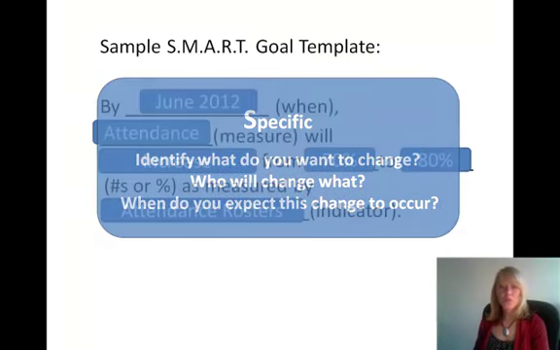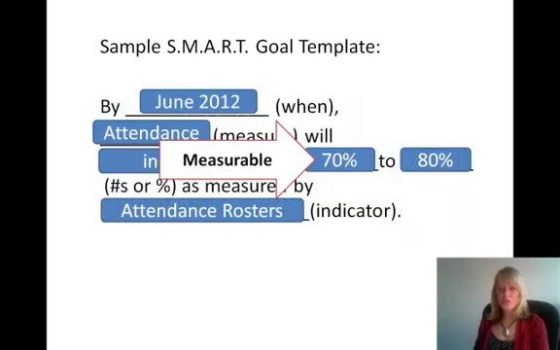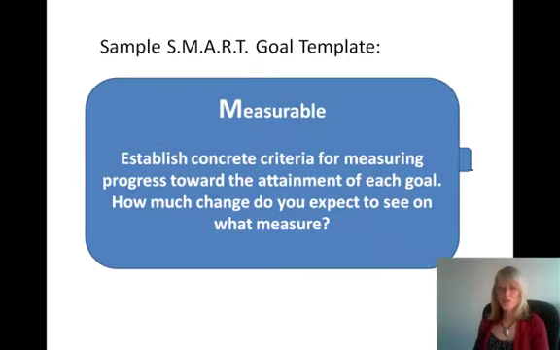A measurable goal covers how much change you would expect to see on what measure. So in our example, the amount of change from 70 to 80% is based on this measure, attendance. Establishing concrete criteria for measuring progress towards the attainment of each goal is what makes them measurable.